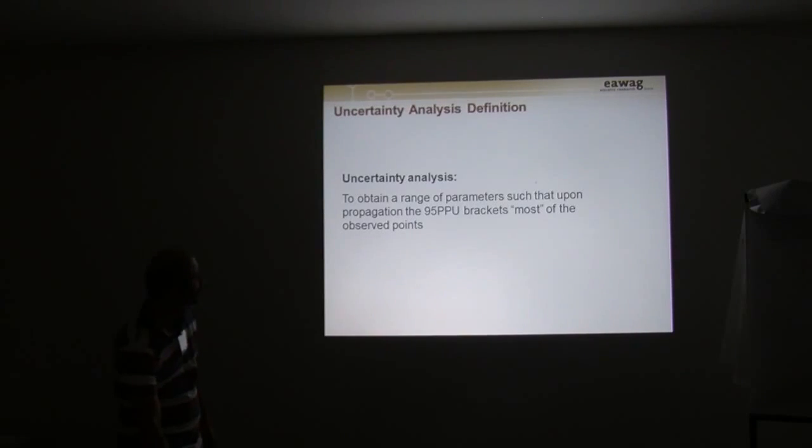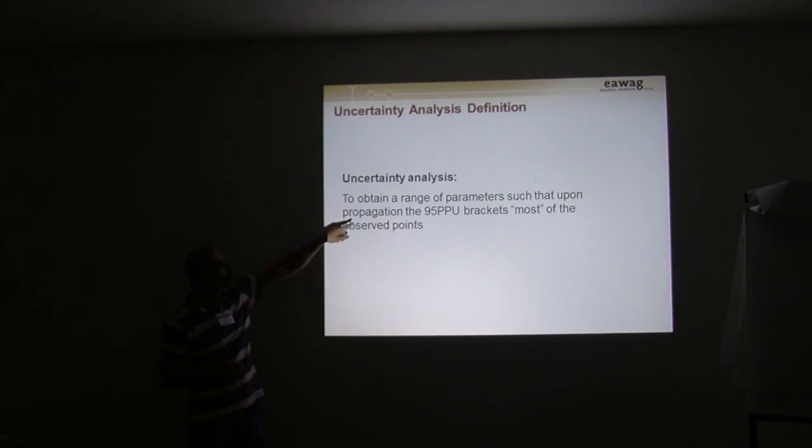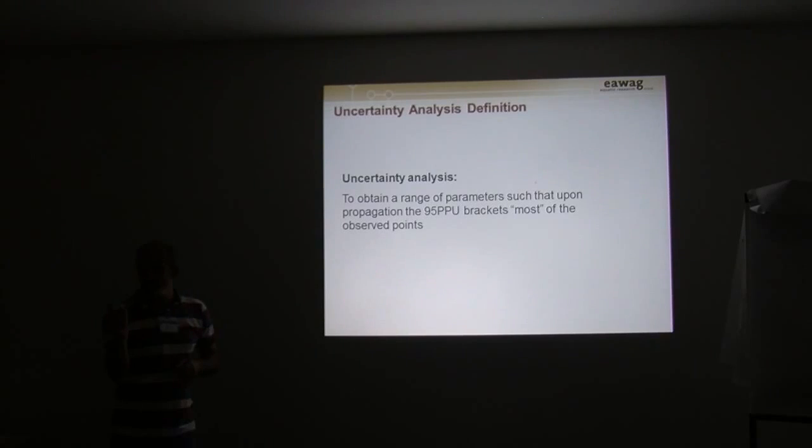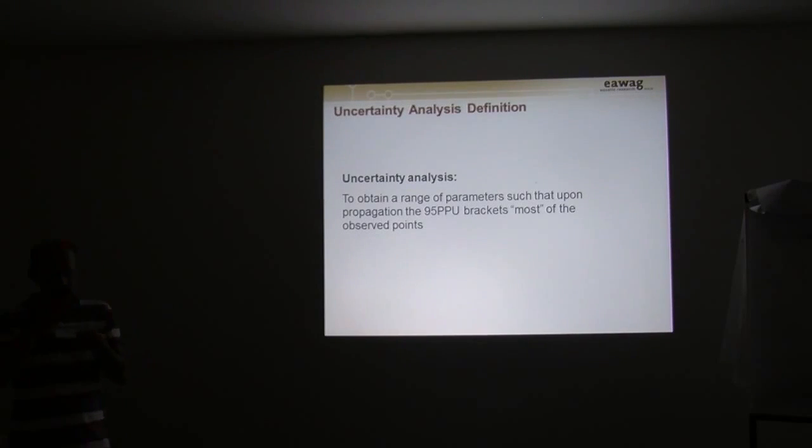Now, what that is, so the uncertainty analysis becomes to obtain a range of parameters such that upon propagation, the 95 PPU brackets most of the observed points. So that's, if you do a stochastic and not a deterministic, where I have one signal as my observation and one signal as my simulation, then the idea is to come up with that parameter range that when I propagate it, I can capture most of my observation. That's the uncertainty analysis.